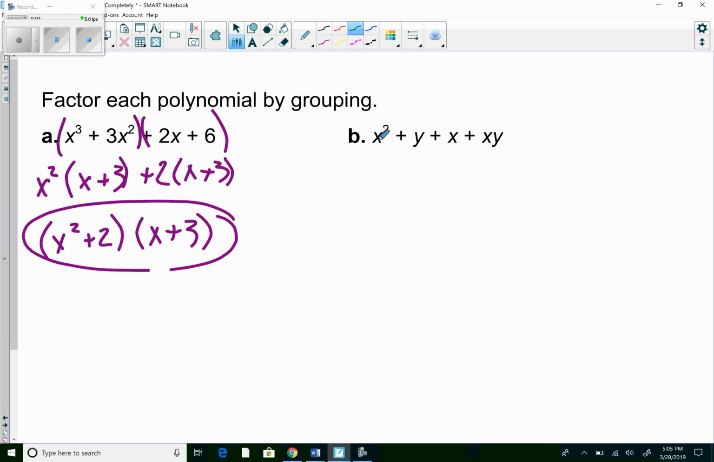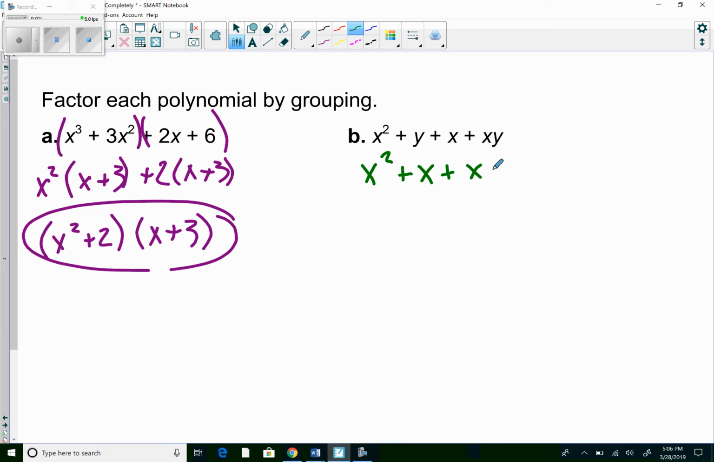But taking a look at letter B, when I look at these first two terms, there's nothing in common there. When I look at these second two terms, yes, there is an x in common, but really this front right here is the problem. So let's just rewrite so that I have common terms with each other.